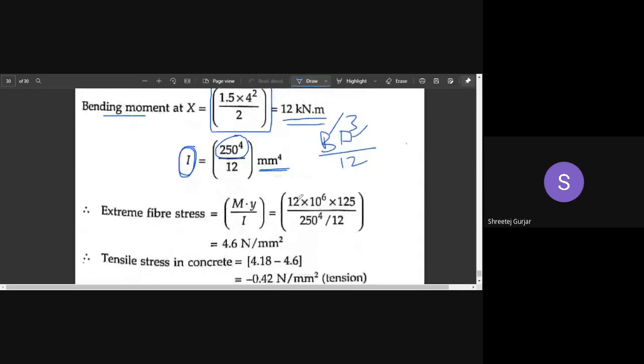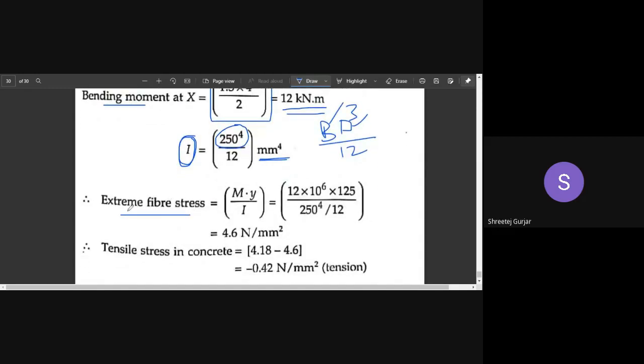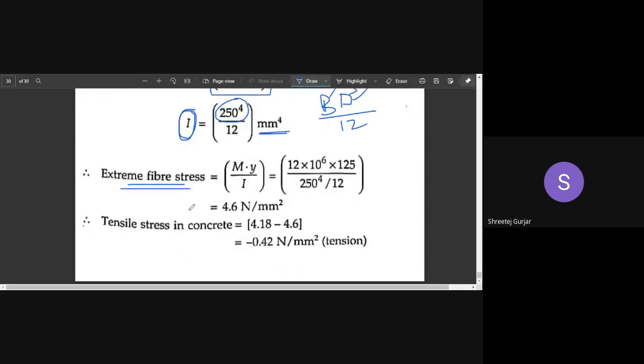Now for calculation of your extreme fiber stress, what is the formula that we use? It is P by A plus or minus My by I. So P by A is what? P by A is force 300 divided by the cross section area of your concrete. So we have got that as 4.18.